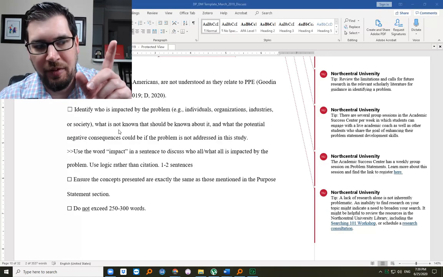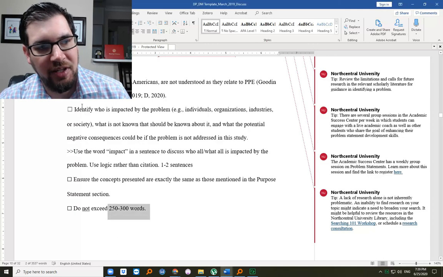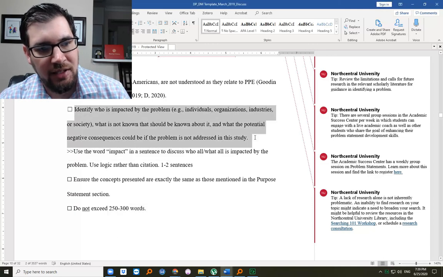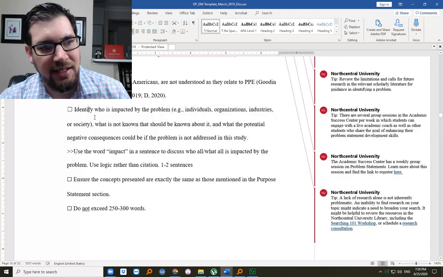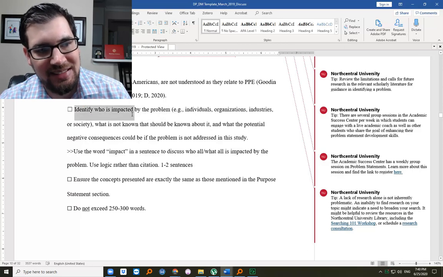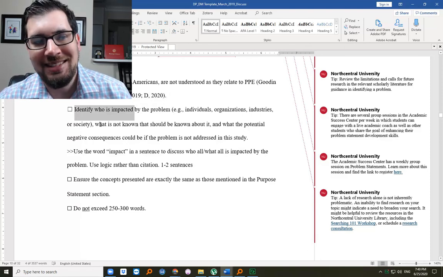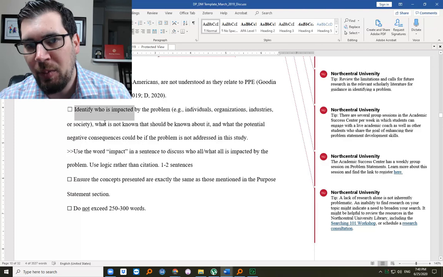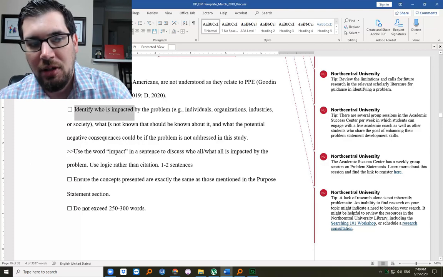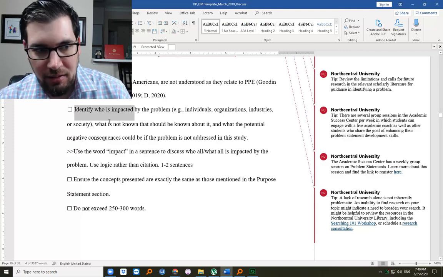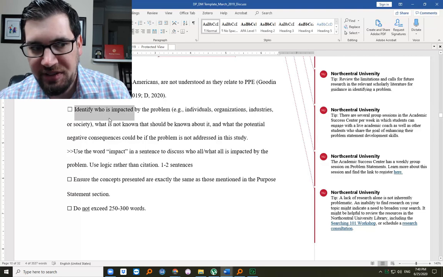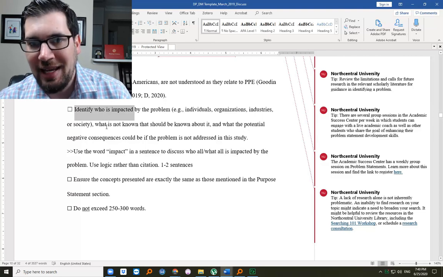But wait, before I close the video, I want to point out something on this criterion where there's actually 3 different things. I only touched on one. I want to make sure that I emphasize that you need to go beyond impacting. After that sentence or sentences, 1 to 2 sentences, go into what is not known that should be known about the problem. Now, based on your already sort of maybe 30 research articles that you've read, you should have gotten an idea.